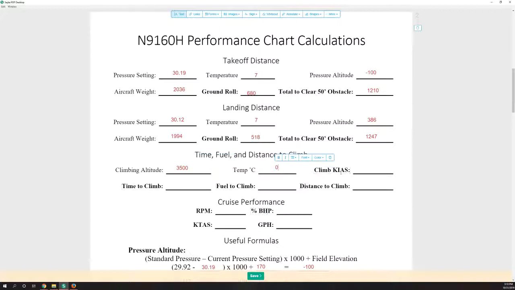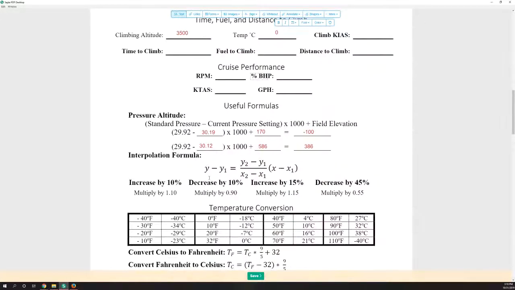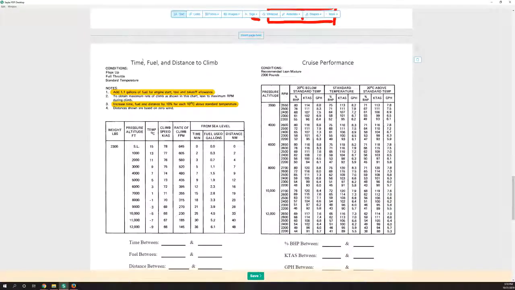So 0 degrees Celsius, and we're going to figure out our climb true airspeed, time to climb, fuel to climb, distance to climb. Once again, we have a formula. We have a chart for this. So time, fuel, distance to climb. One thing we've got to keep in mind is we have to add 1.1 gallons for engine startup, taxi, and takeoff allowance. And we would have to increase the time, fuel, and distance by 10% for each 10 degrees above standard Celsius. So pressure altitude.